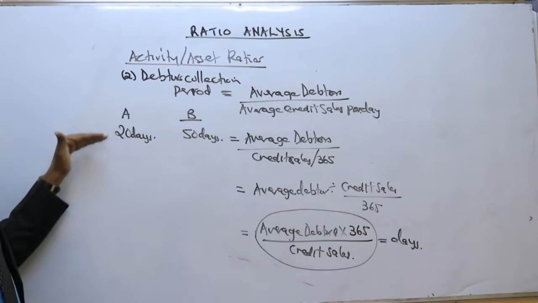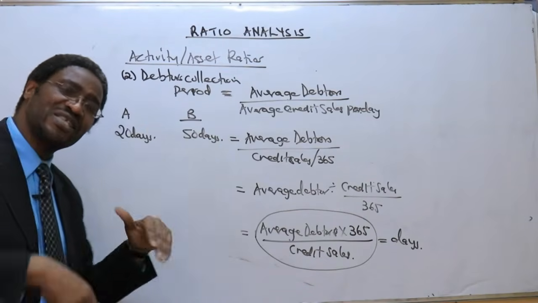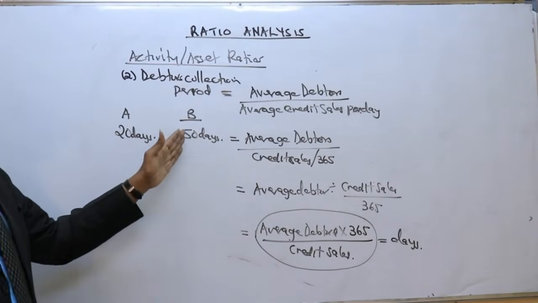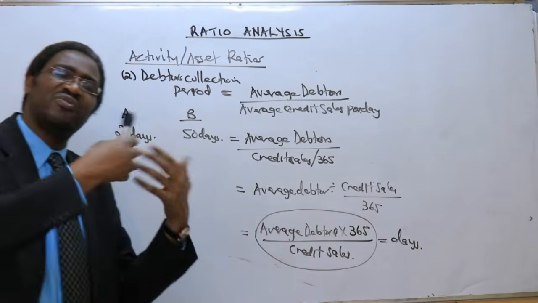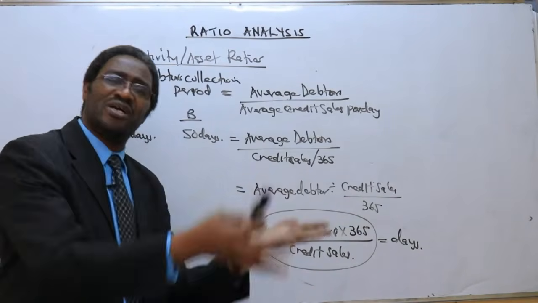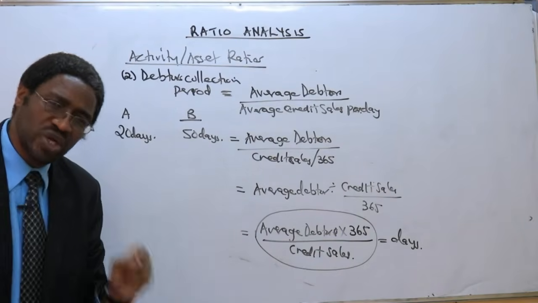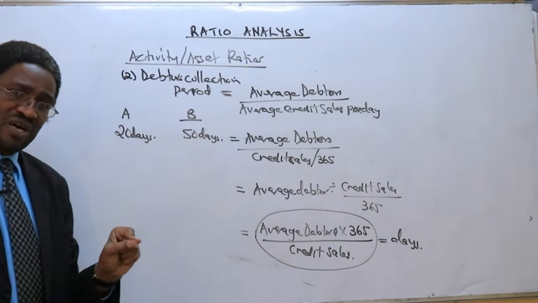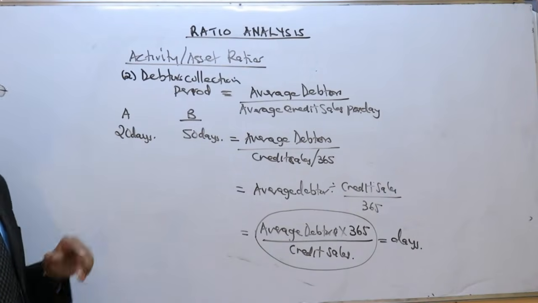Because this company is able to collect their cash earlier, and therefore they can utilize their cash elsewhere to generate profit. While this other company has another 30 days to collect their cash, you as company A have already received your cash and you're able to utilize it elsewhere to generate more profit. So we are concluding by saying the shorter the period, the better the firm.